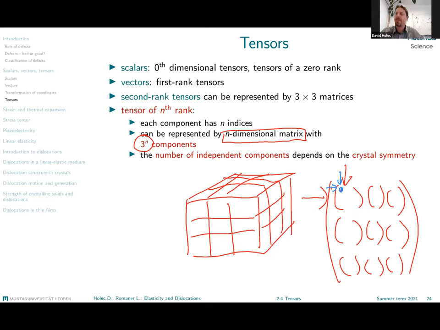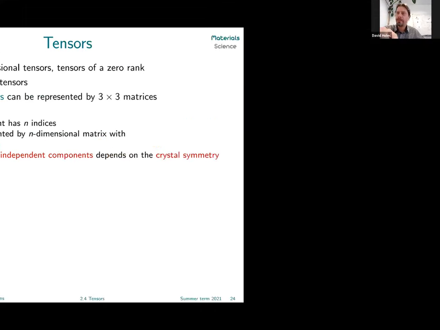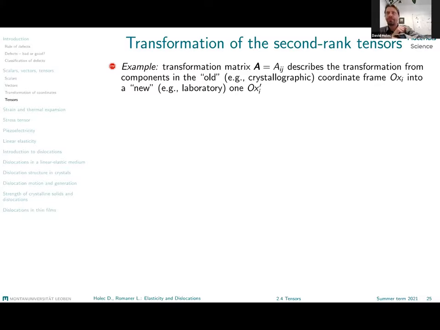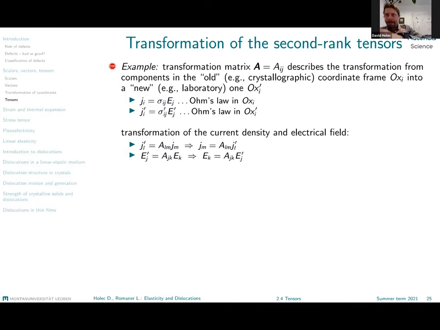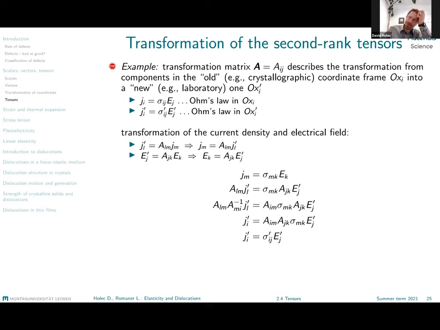So this is the fourth rank tensor expressed in a certain coordinate system. I will leave this slide for you to try to do it at home. It's a nice and simple exercise in linear algebra and a bit of juggling with the indices.